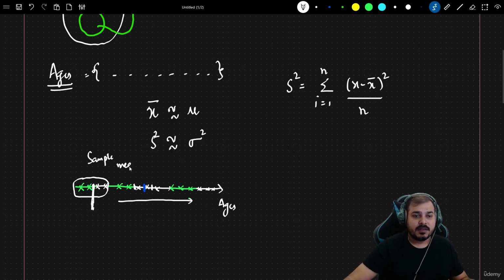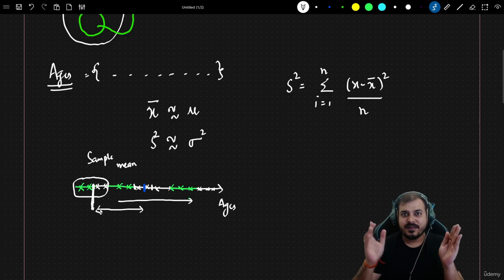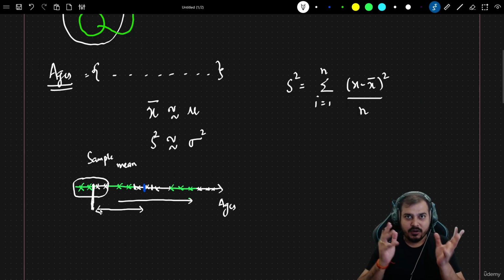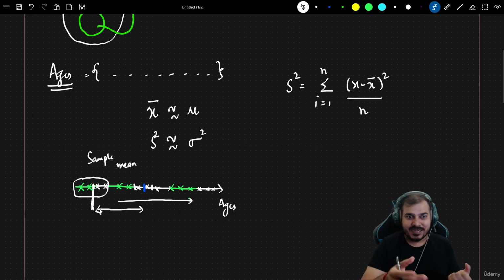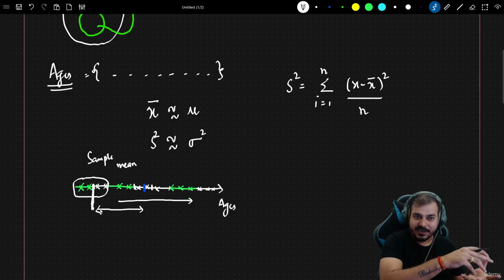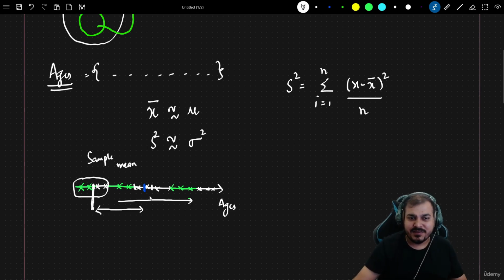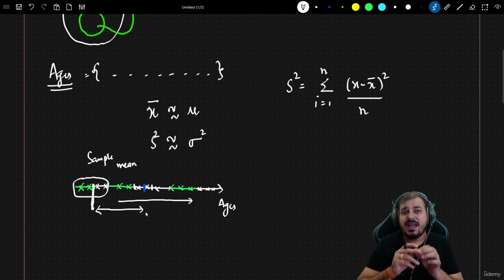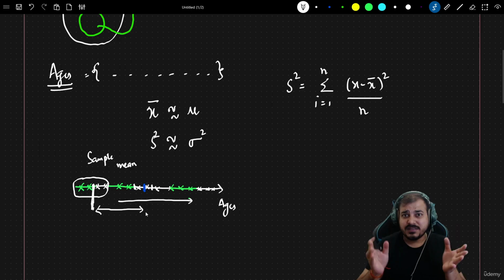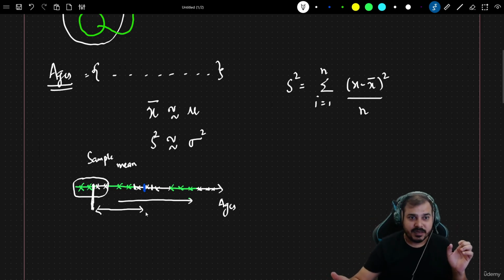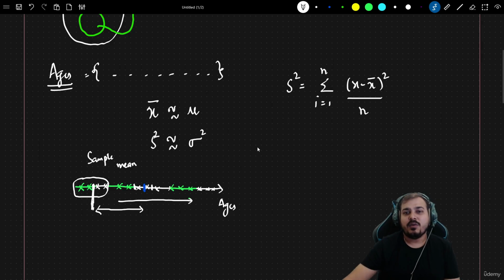Now if I try to see the distance from here to the population mean, it is obviously very big, very huge. I have not randomly selected the sample right now. I've specifically chosen some sample data. When I'm computing the sample mean, I can see it will be very far from the population mean, and when it is very far, obviously the sample variance will also be very far from the population variance, right?